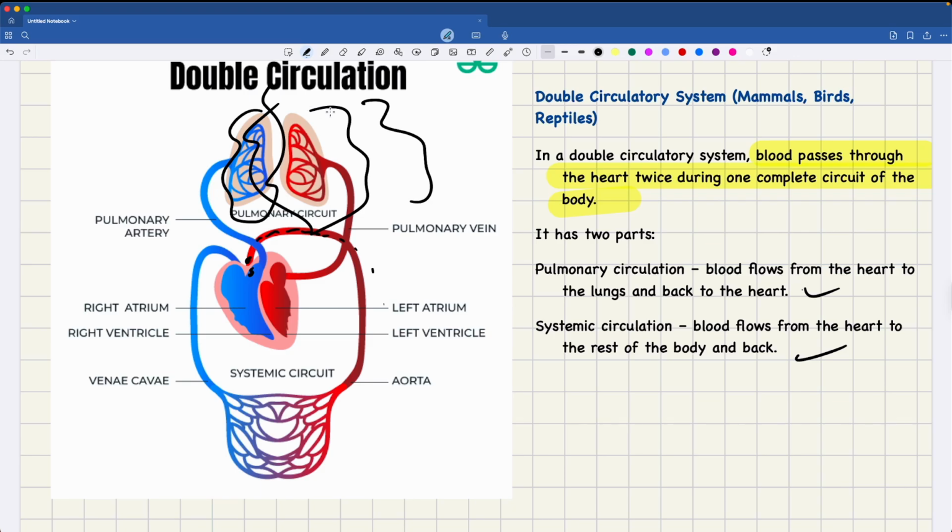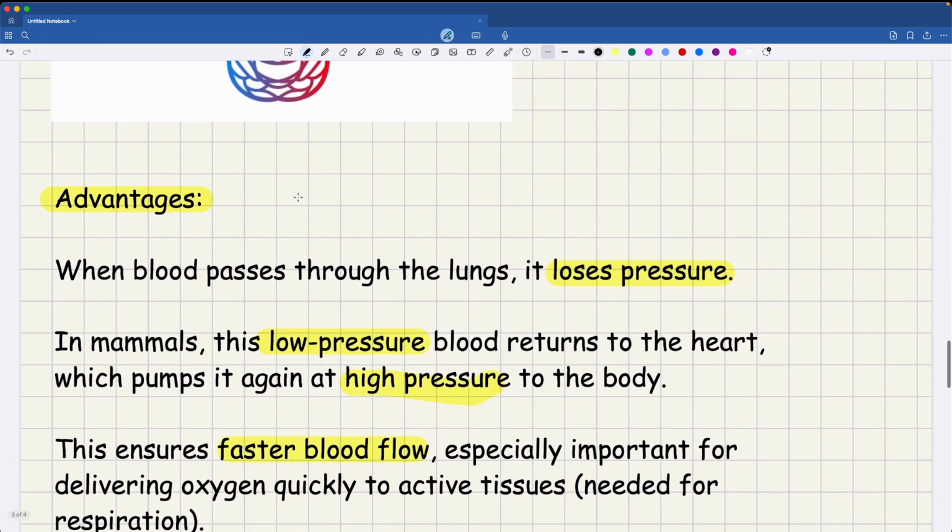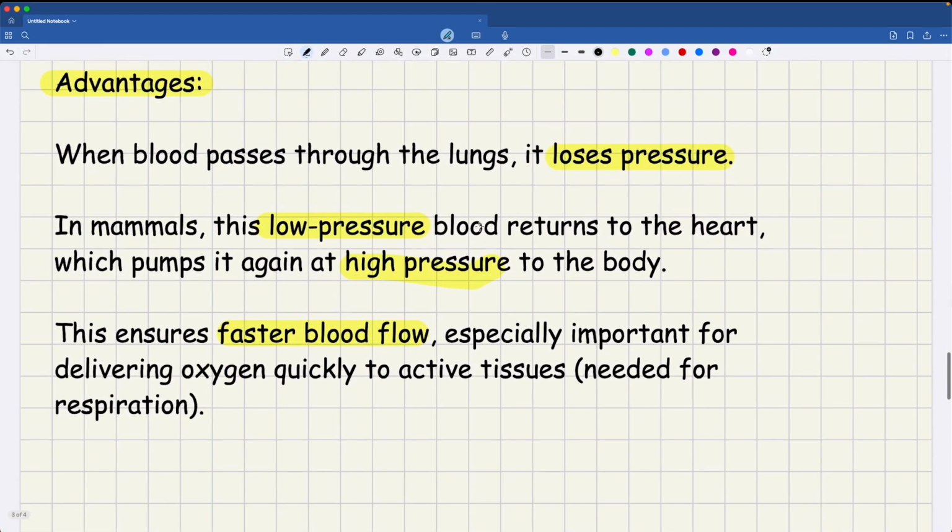When the blood passes through it, because of the resistance of the blood vessels, because of the friction, the pressure gets lower. As a result, in mammals the lowest blood pressure returns to the heart, and from the heart it is pumped at high pressure so that it can reach throughout the body. It ensures faster blood flow, especially important to deliver oxygen quickly to active tissue.